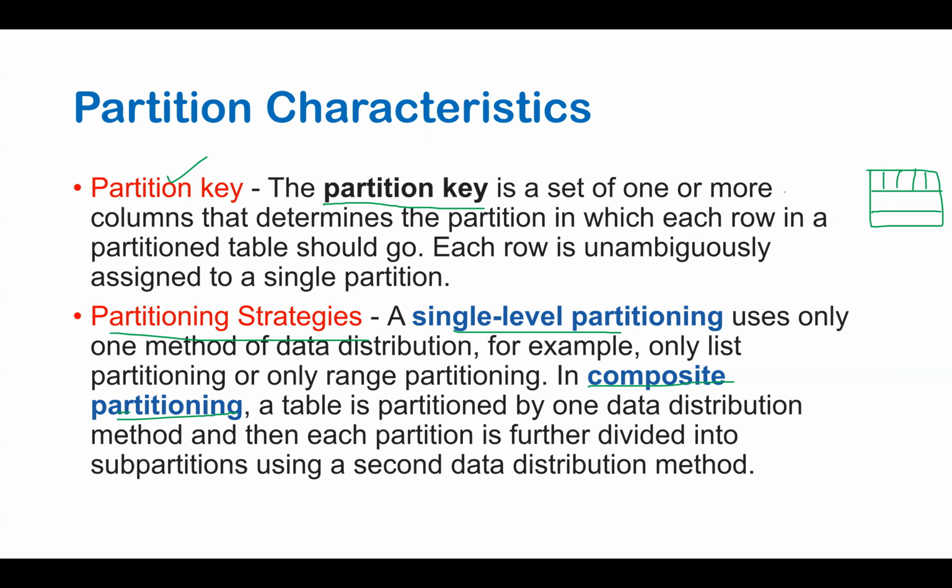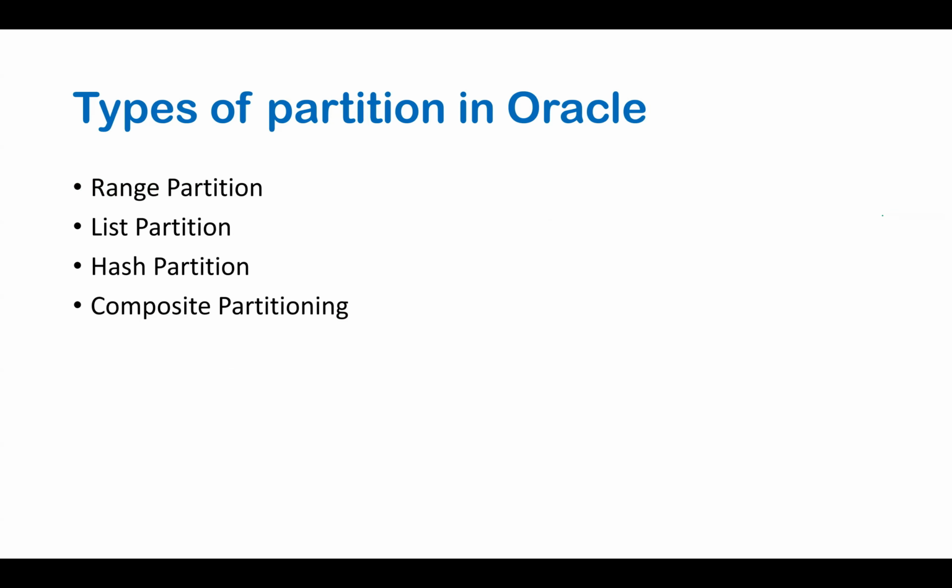These concepts are common even when you have Hive tables, you'll be having buckets, right? Partitioning and bucketing. Same way here also. So how it will be divided into sub-partitions, all this. See, types of partitions in Oracle, we have 4 types. One is range partition, list partition, hash partition, composite partition.